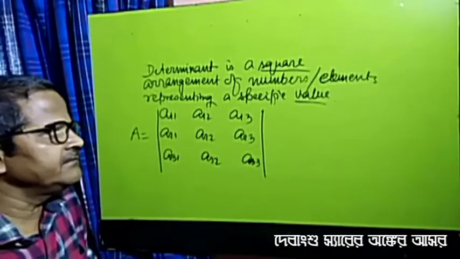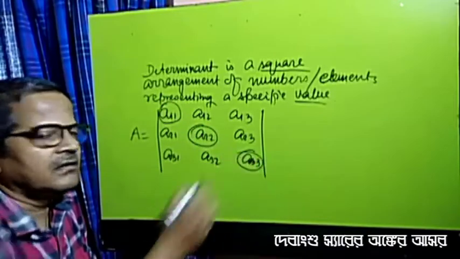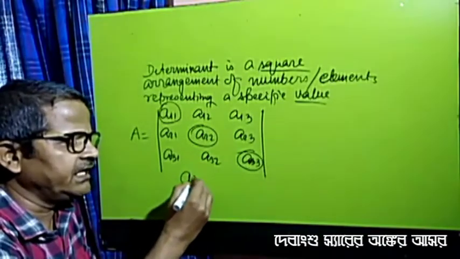Now see, in these elements, they have a common representation, Aij.